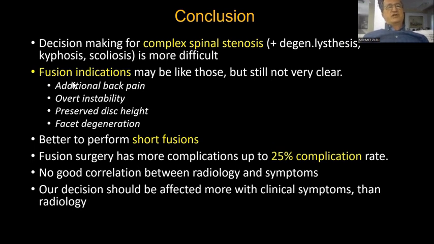So fusion indications are additional back pain, overt instability, preserved disc height, and facet degeneration, especially having more than one of those features. Better to perform with short fusions, and fusion surgery has a complication rate of up to 25%.